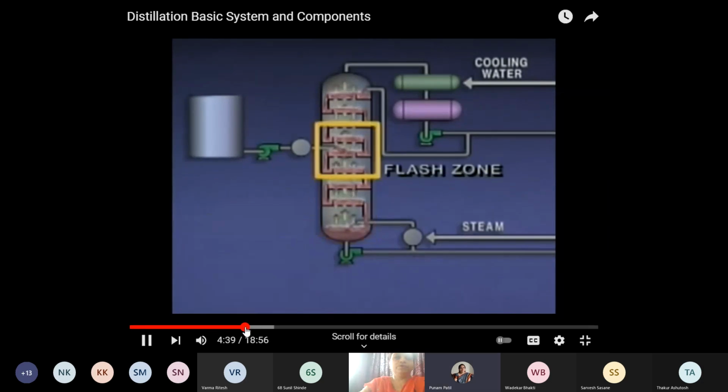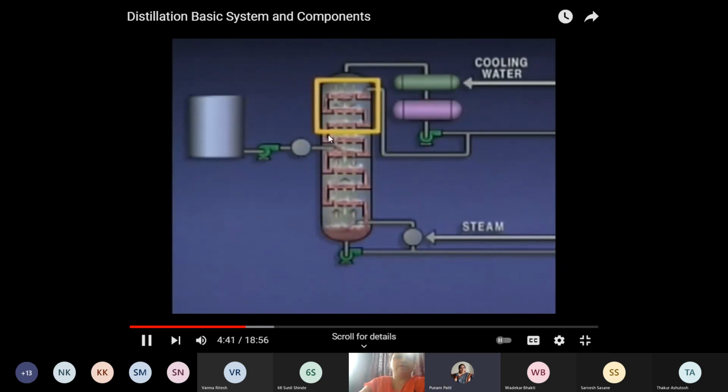Again, I will show you the three zones. It is important. This is called the flash zone. This is called the rectification section, where you will get the top product, and the lower one is called the stripping section.